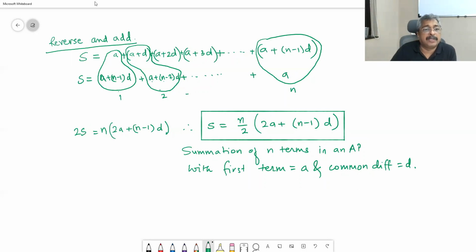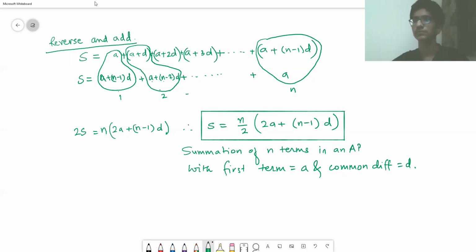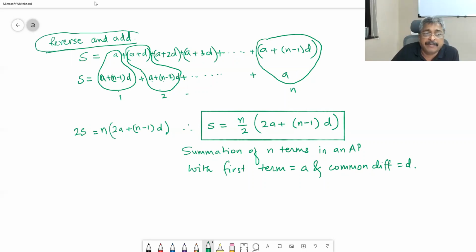And this technique, reverse and add, is used for the first time in this place. But this is a problem solving technique. Many times you will realize that just by reversing and adding, you can solve the problem. This technique will be required in future, and therefore this summation is important to us.